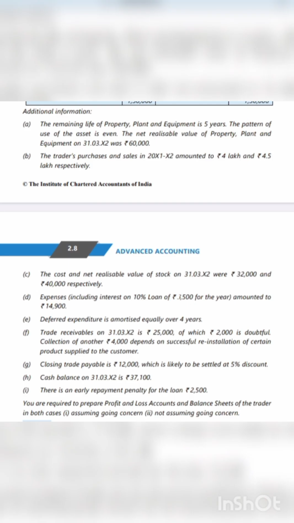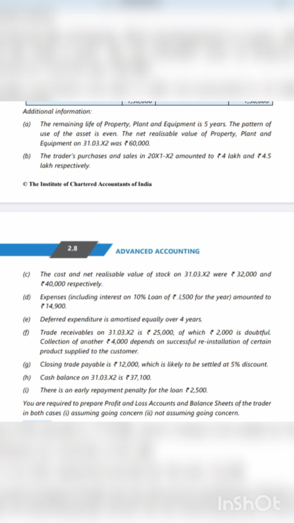Additional information given is: A. The remaining life of property, plant and equipment is 5 years. The pattern of use of the asset is even. The net realizable value of property, plant and equipment on 31st March 2011 was rupees 60,000. B. The trader's purchases and sales in 2011-12 amounted to rupees 4 lakh and 4.5 lakh respectively.